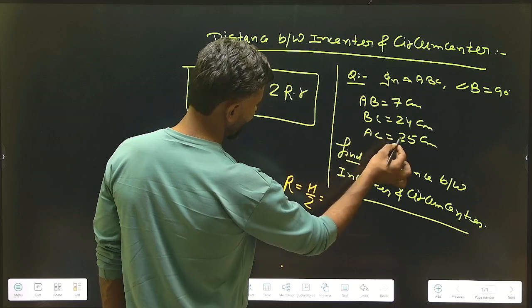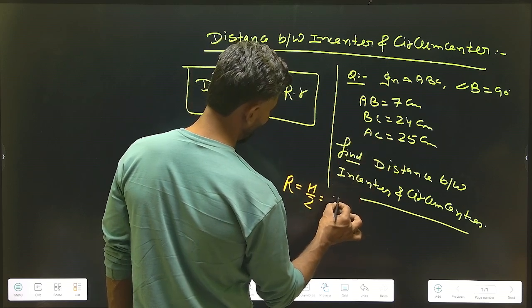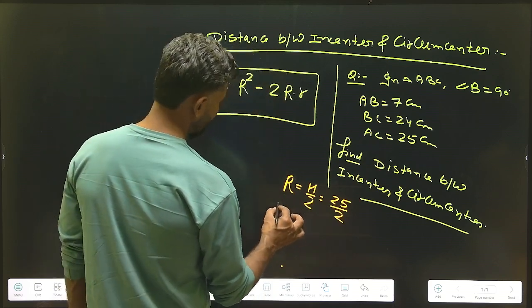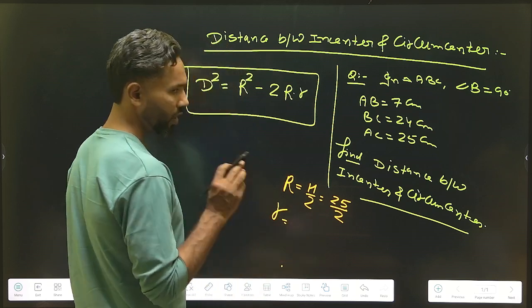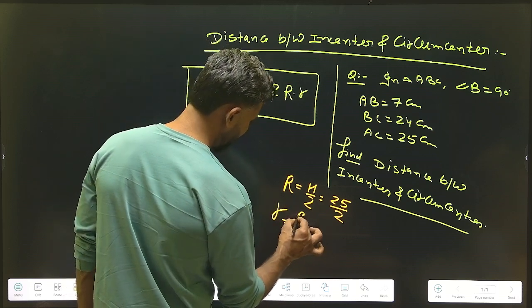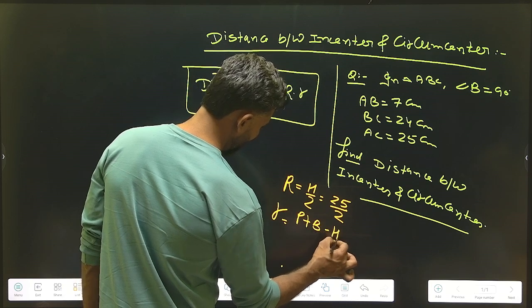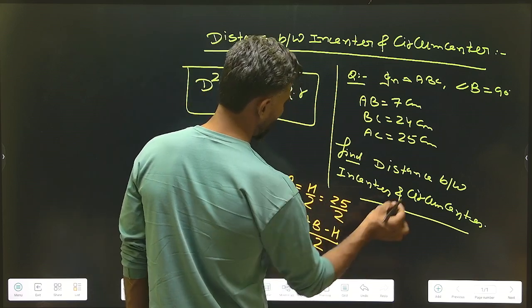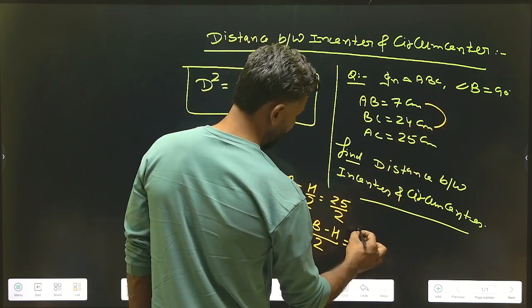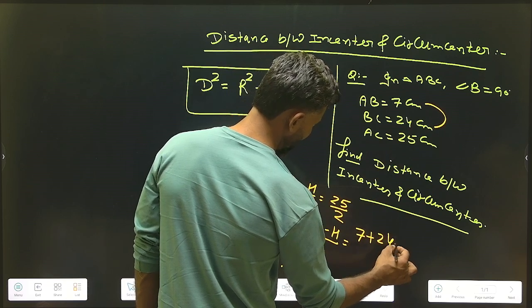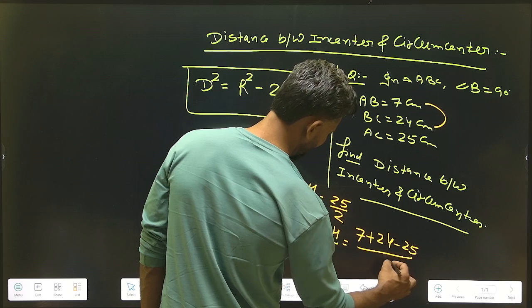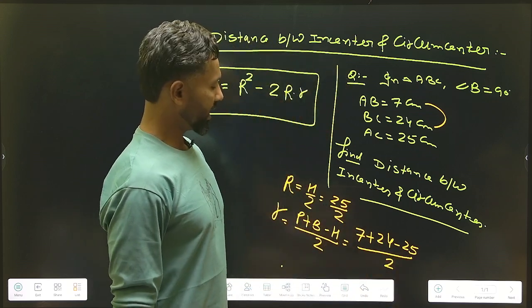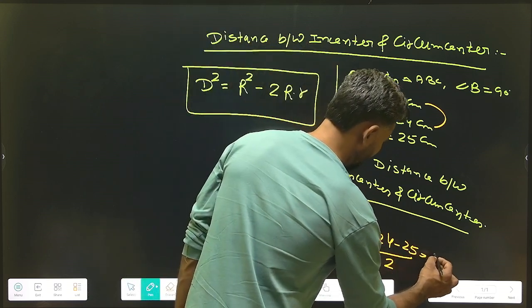So h is here 25, so it will become 25 upon 2. And the inradius you can calculate for a right angle triangle using this formula: p plus b minus h upon 2. Here the perpendicular and base are 7 and 24, so we can write 7 plus 24 minus 25 upon 2. 7 plus 24 is 31, minus 25 is 6, by 2. So the inradius is equal to 3.